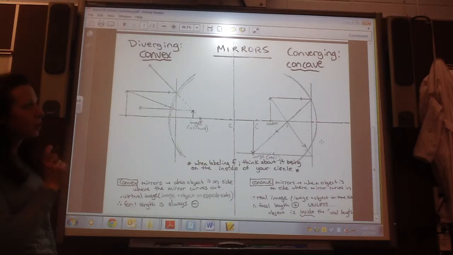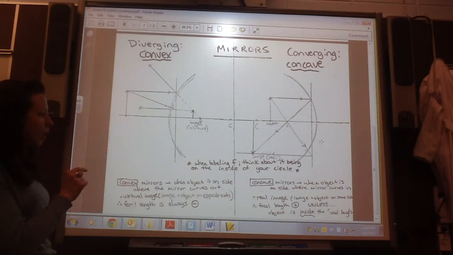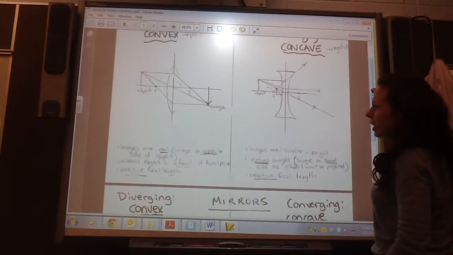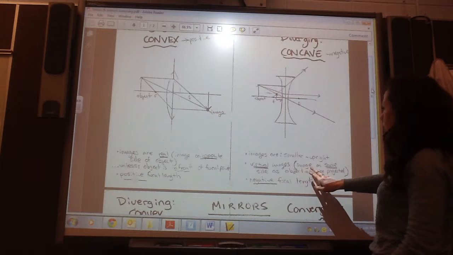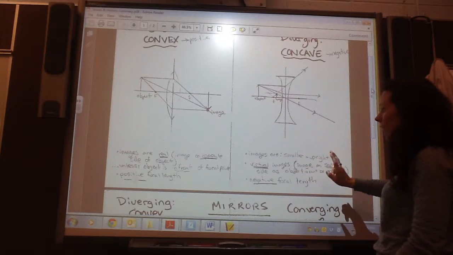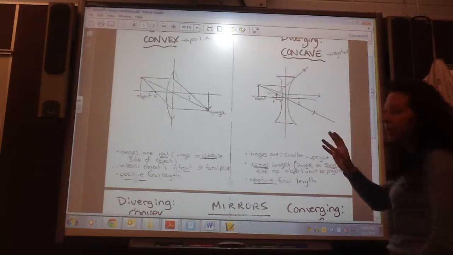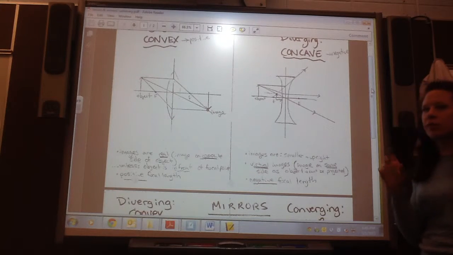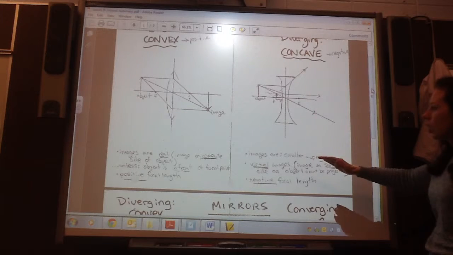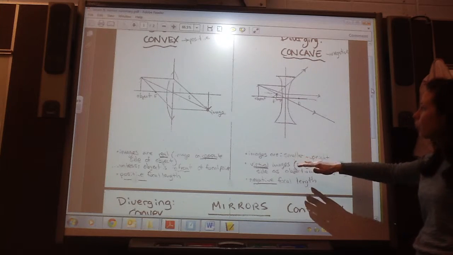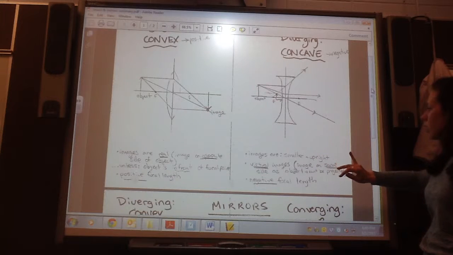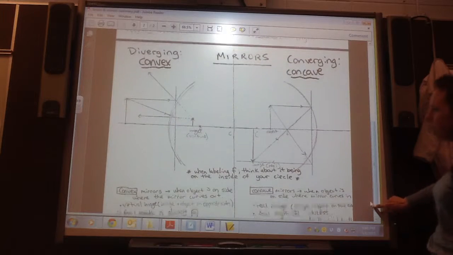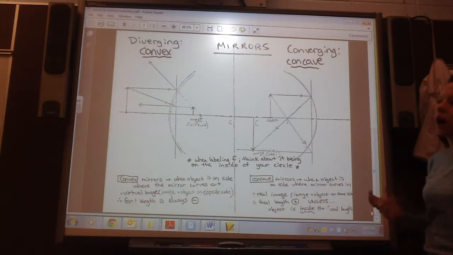Now, virtual for a mirror means image and object on the opposite side. Whereas virtual images with lenses are on the same side. So that might be something you want to memorize too if you have a hard time figuring it out logically. For virtual, for lenses, the object and image are on the same side. For virtual, for mirrors, object and image are on opposite sides.